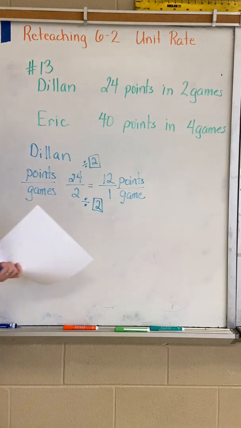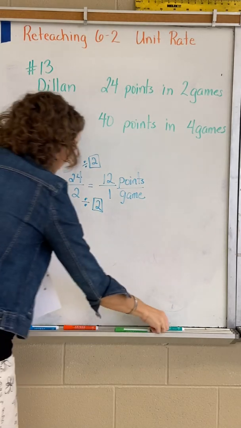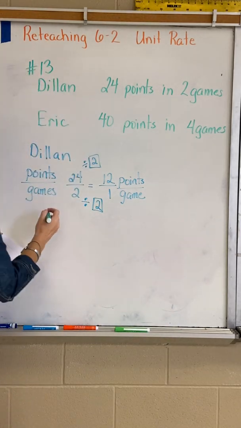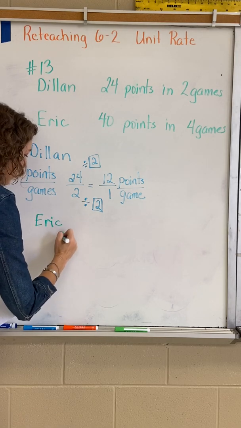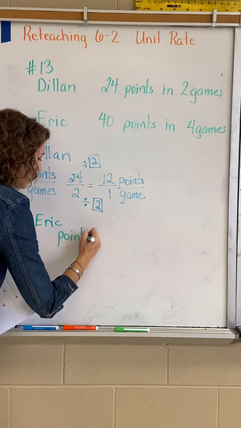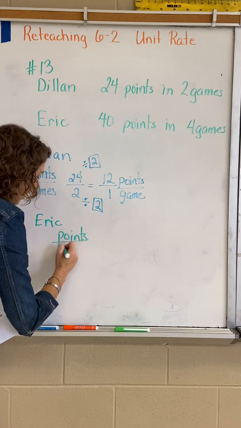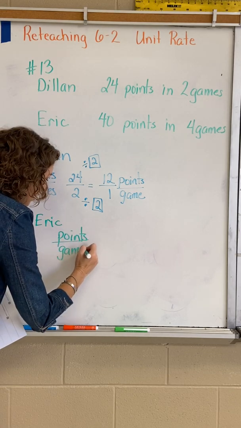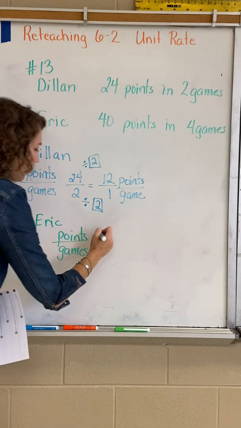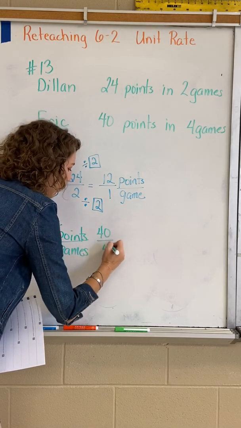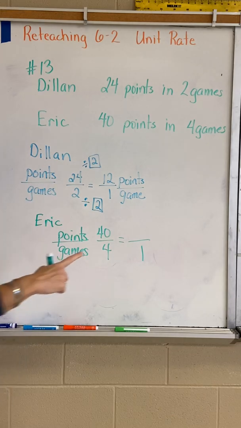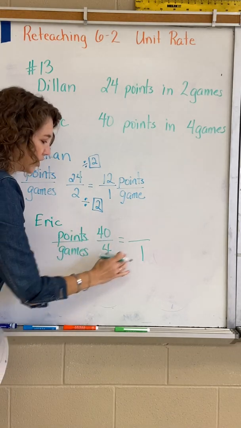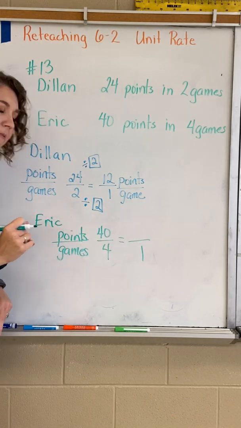Now, let's look at Eric. I'm going to do the same thing for Eric. We've got the points and we've got the games. I'm going to make a ratio out of it. He scored 40 points in 4 games. I want to know how much he scored in 1 game. I'm setting up a proportion, a ratio equal to another ratio, and I'm going to solve that.